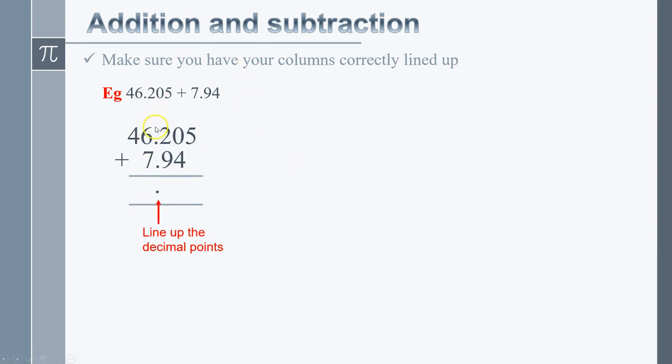Notice what I've done is, if you line up your decimal points, and then slot all your numbers into the columns after that, then that'll make sure that everything is tickety-boo. And off we go. Let's do some adding.